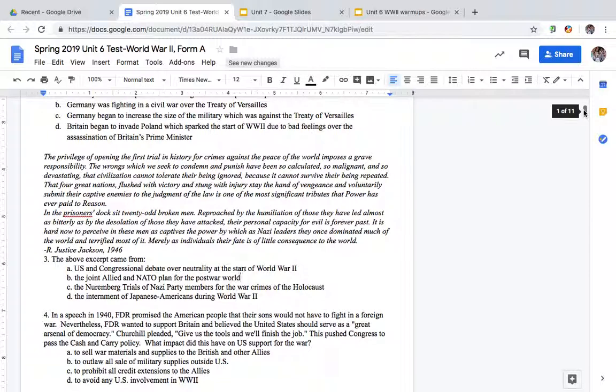In the prisoner's dock sit 20-odd broken men, reproached by the humiliation of those that have led almost as bitterly as by the desolation of those that have been attacked. Their personal capacity for evil is forever past. It is hard not to perceive in these men as captives by the power by which as Nazi leaders they once dominated much of the world and terrified most of it. Merely as individuals, their fate is of little consequence to the world.